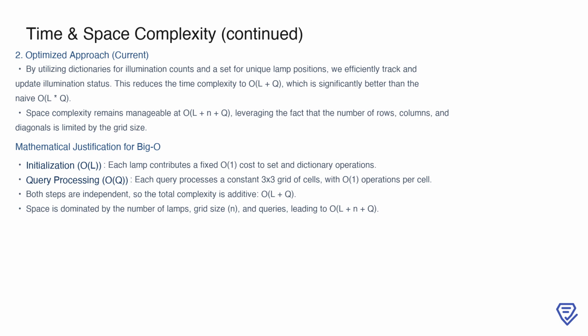Mathematically, the big O justification becomes clear. Initializing the lamp positions contributes an O(L) cost, as each lamp requires constant time operations for set and dictionary updates. Processing the queries contributes an O(Q) cost, as each query involves constant time checks and updates for a fixed 3x3 grid. Since these two steps are independent, their complexities add up, resulting in O(L + Q) overall time complexity. Meanwhile, the space complexity is driven by the number of lamps, the grid size, and the queries, giving us O(L + N + Q). This balance of time and space efficiency makes the optimized approach well-suited for solving the grid illumination problem effectively.